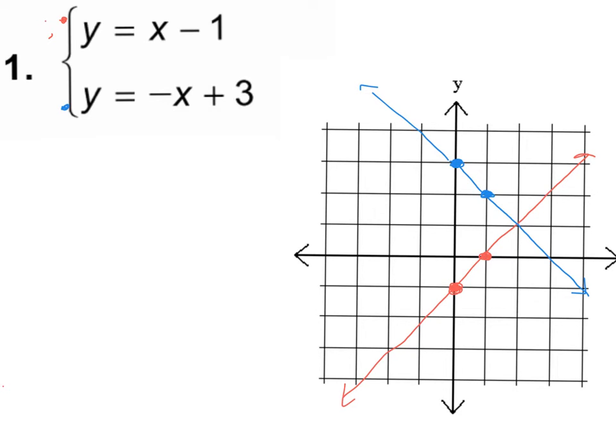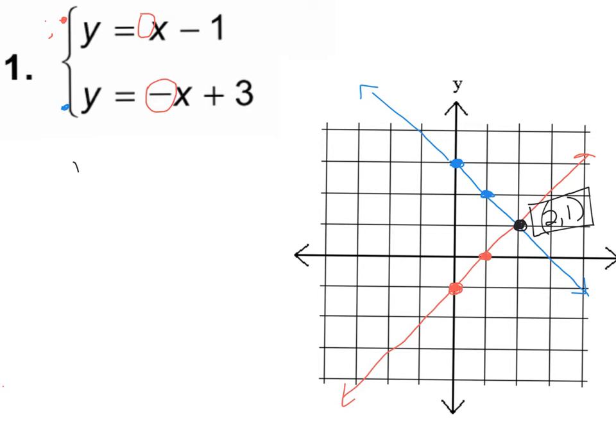Now, we know from the equation that our slopes were different. The first one had a +1, the second one had a -1, so we know they're going to intersect. Our goal is to find the point where they intersect, which looks to be right here at 2, 1. So if 2, 1 is the intersection, that would be our solution, but we have to check that. We can't assume.